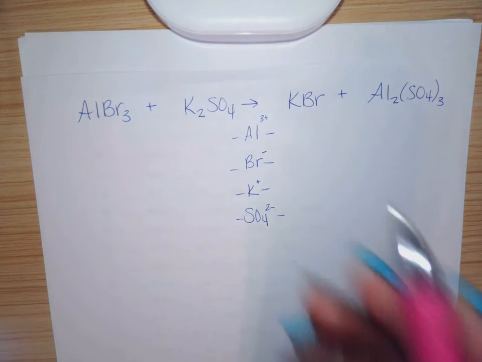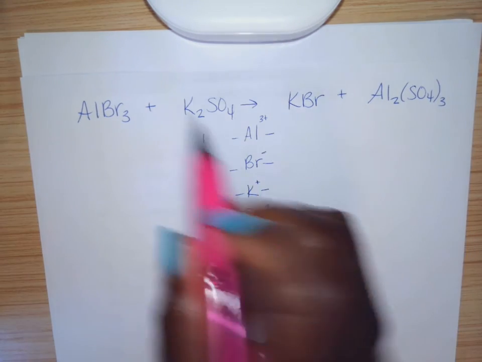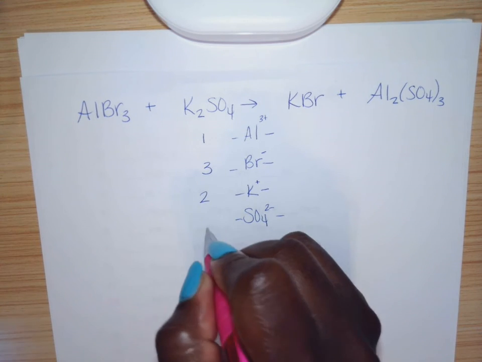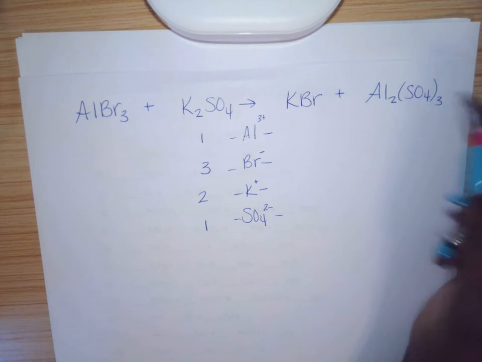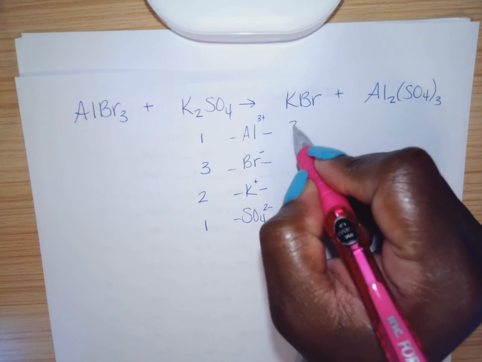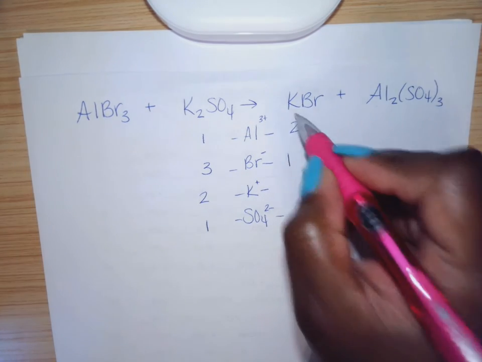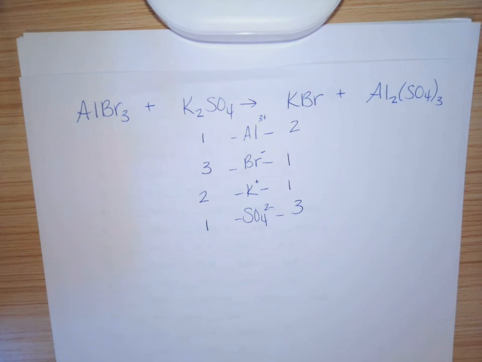So on the reactant side, we have 1 aluminum ion, 3 bromide ions, and I'm simply getting that from the formula. We have 2 potassium ions, and we have 1 sulfate ion. Product side, we now have 2 aluminum ions. We have 1 bromide ion. We have 1 potassium ion. We now have 3 sulfate ions.